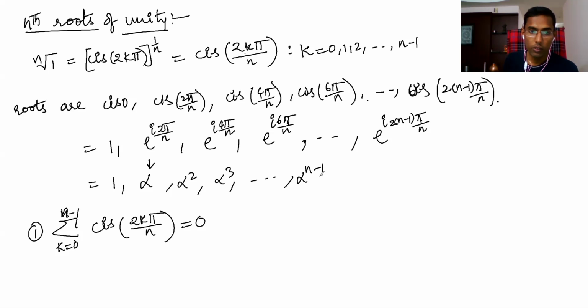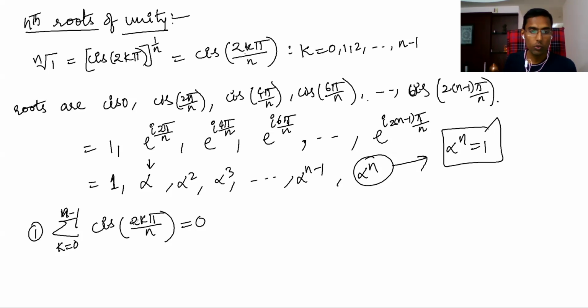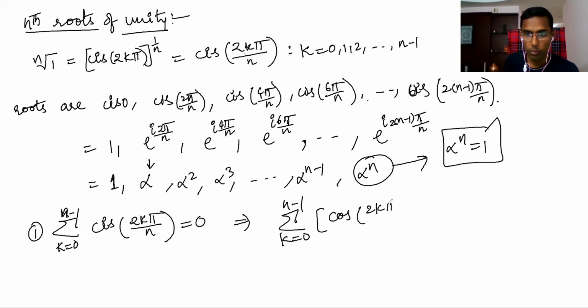Even if you take alpha power n minus 1, then if you take alpha power n, you are going to get only 1. So alpha power n is going to be 1. Already we discussed this yesterday. This is the first point: the summation k equal to 0 to n minus 1 of cos 2kπ/n plus i sin 2kπ/n. This is 0.